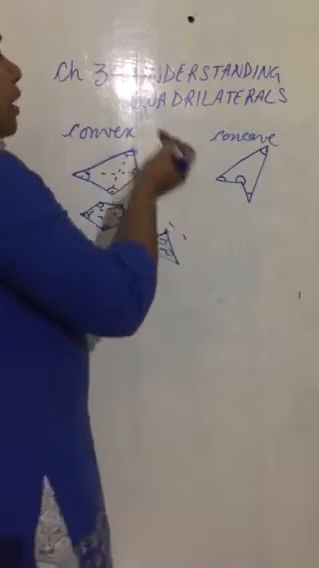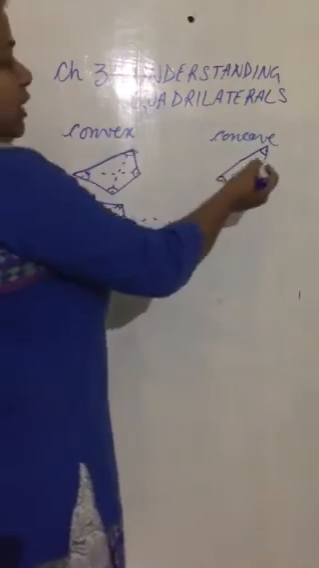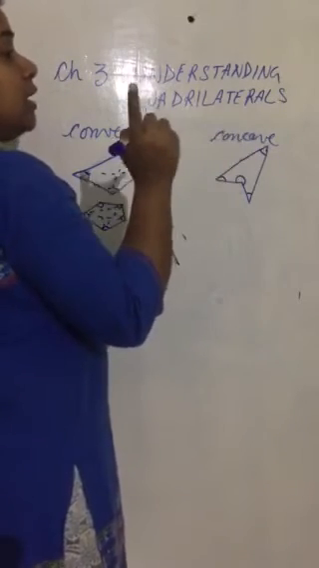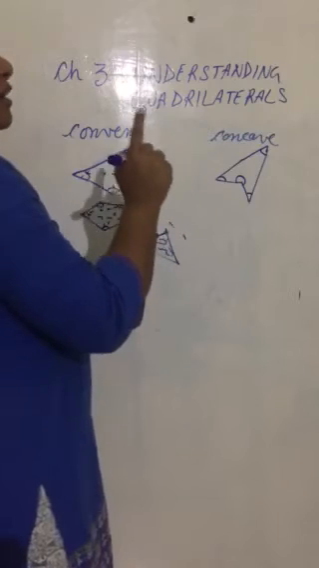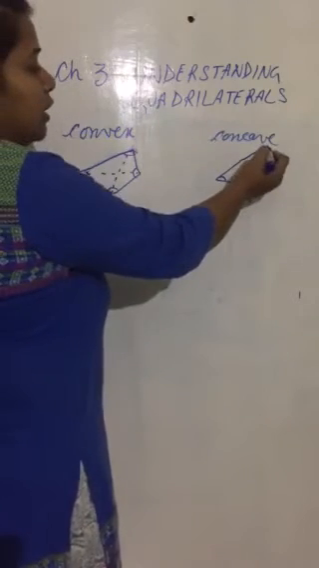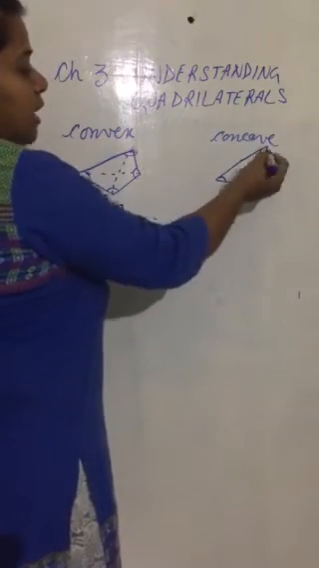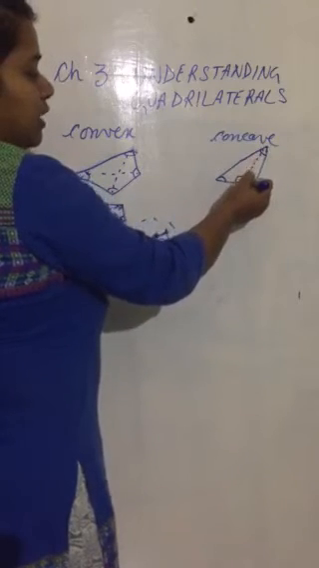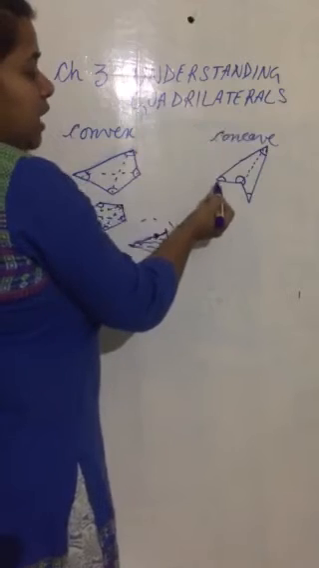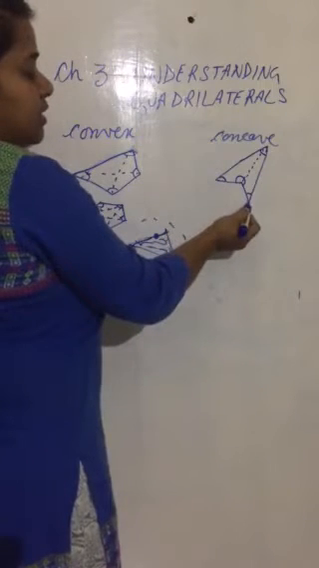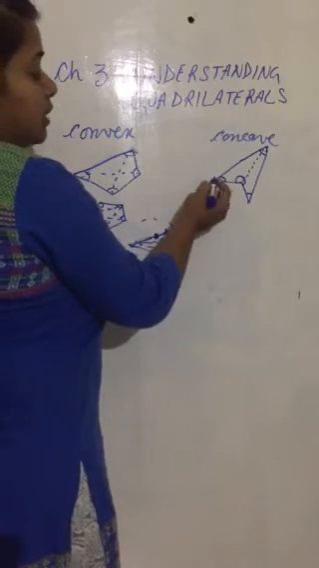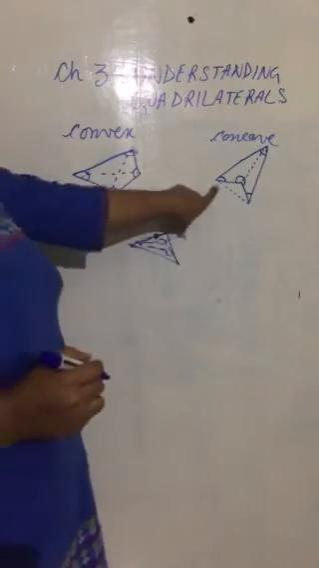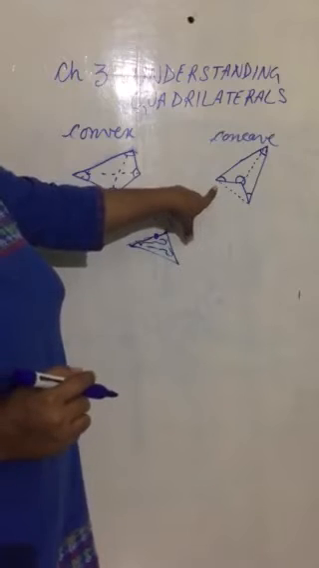Clear? Now, what about the diagonals? You see here, diagonals, the definition does not change. That line segment joining non-adjacent vertices. So here, this and this angle are non-adjacent. So if I join these two vertex, this is a diagonal. This vertex and this vertex, they are non-adjacent vertex. So if I join them, where is the diagonal line? The diagonal is lying outside the figure.